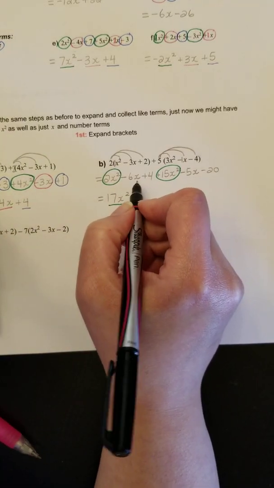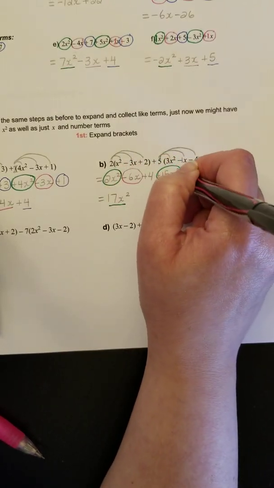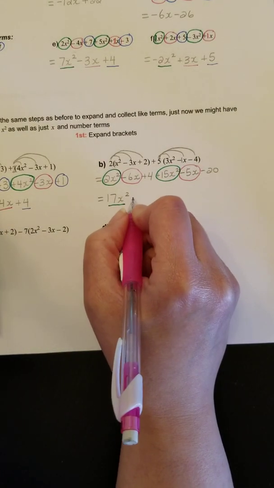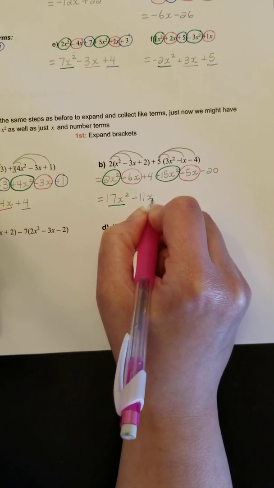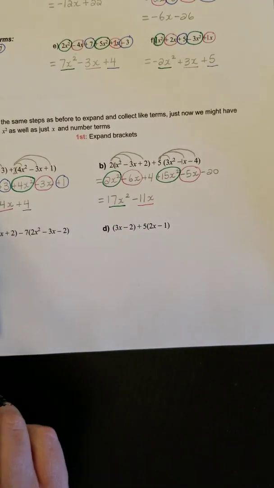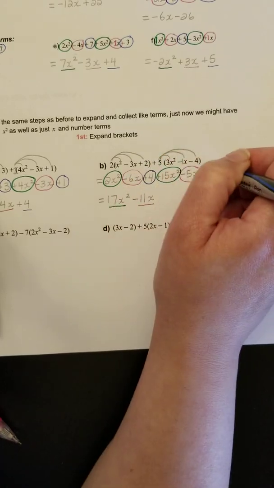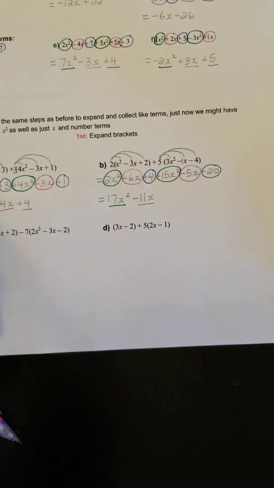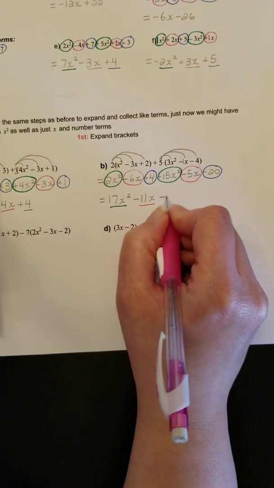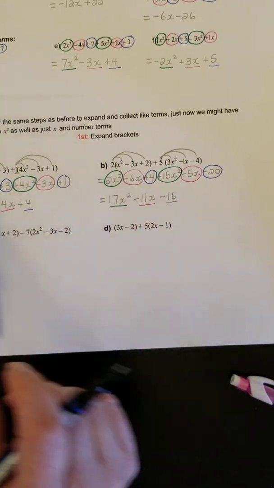Now I have some x terms. I've got negative 6x minus 5x. So negative 6, take away 5 more. Careful with these negative signs. Use your calculator if you need to. Probably a safe bet. Is negative 11x. And the last ones, plus 4 and then minus 20. So if we have 4 take away 20, that's going to go into the negatives and be minus 16. And that's the one that came from the blue ones.